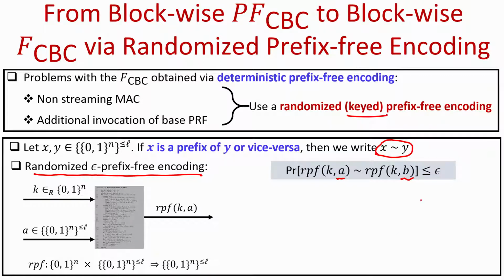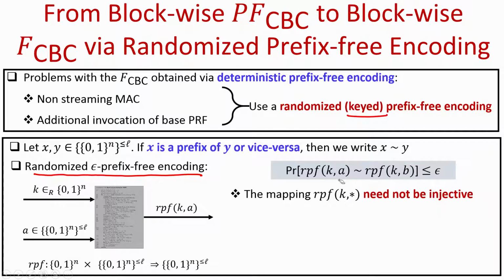That means, if you have one sequence A and another sequence B, then the chance that encoded A is a prefix of encoded B, or encoded B is a prefix of encoded A, is upper bounded by epsilon. That is what I mean when I say that I have a randomized epsilon prefix-free encoding.